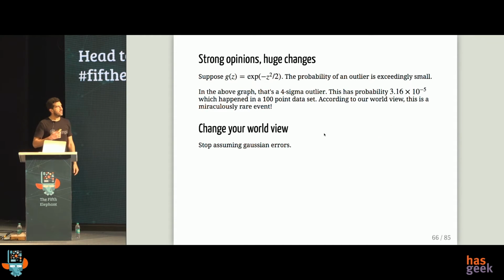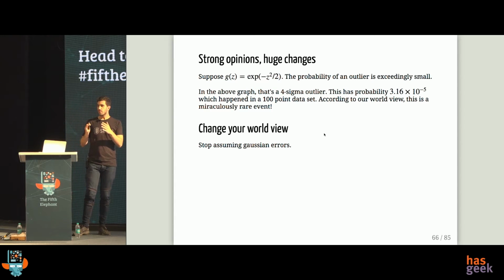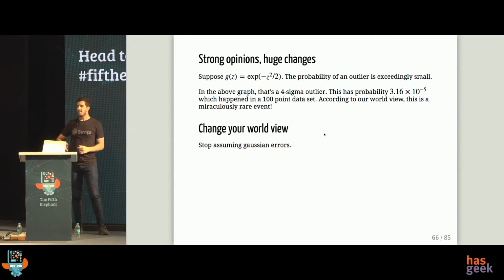And the problem with this is that the normal distribution is a really strong opinion. It's saying that the point way there in the lower right corner is impossible. So when something impossible happens, you have to really change your view of the world. It's a 4 sigma outlier, and the probability of it occurring is 10 to the minus 5. So what happens is you radically change your worldview. You skew that line very far just to fit that 1 data point.